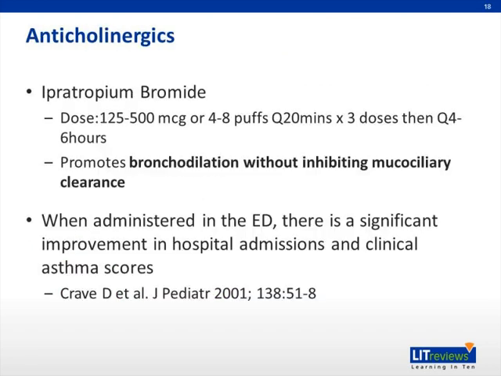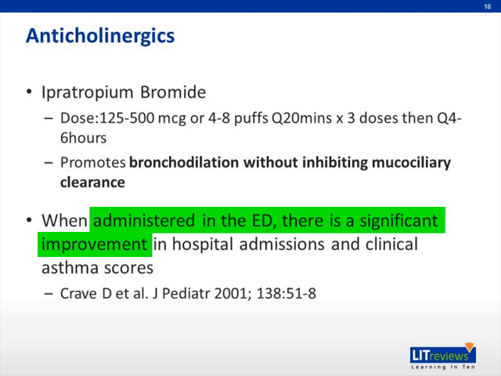The anticholinergics, specifically ipratropium bromide, also help promote bronchodilation without the inhibition of mucociliary clearance. Studies have shown the use of anticholinergics in the ED setting has significantly improved the decrease in hospital admissions as well as the patient's overall clinical asthma score.